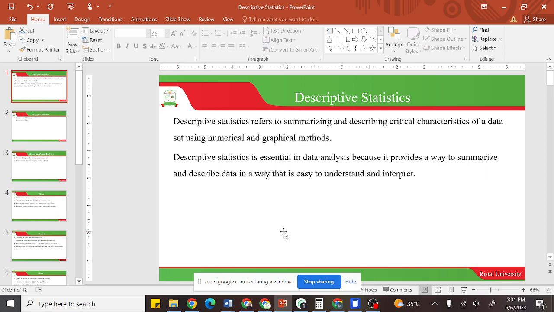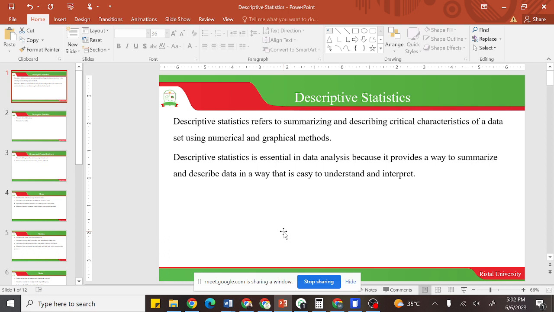Yes, welcome everyone. We are basically going to look at descriptive statistics, and I think we have a few slides. So within the next 20 minutes, we should definitely be done in this session.